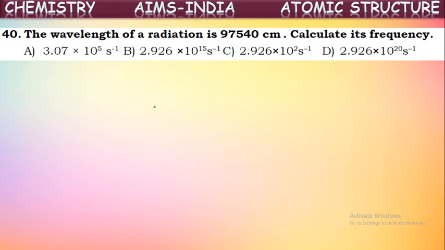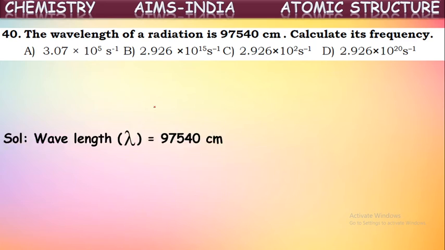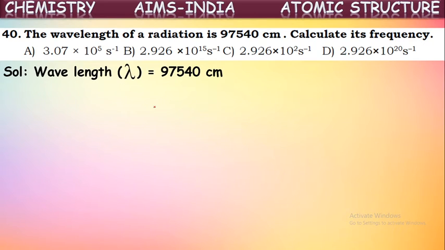The wavelength of a radiation is 97,540 centimeters. Calculate its frequency. So they have given wavelength. Wavelength lambda is equal to 97540 centimeters. It is given, and they're asking to calculate frequency.